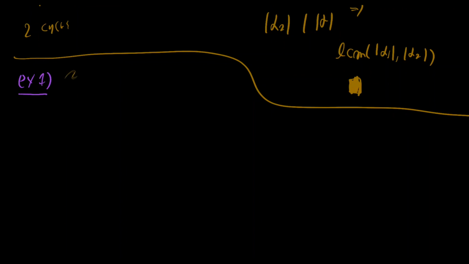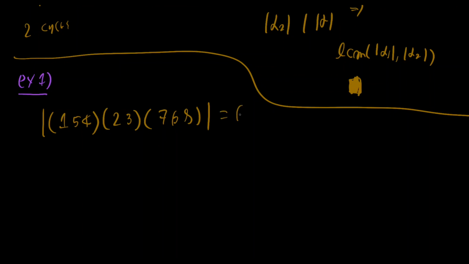I will show an example. Consider the following product of cycles, that is (1 5 4), then... actually, no, let's make it disjoint, of course, (2 3), then (7 6 8), okay, something like that. And well, the order of this product of all these disjoint cycles is just 6. You can deduce it immediately by eye.